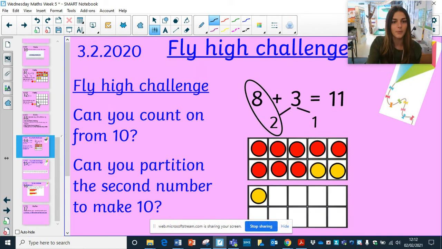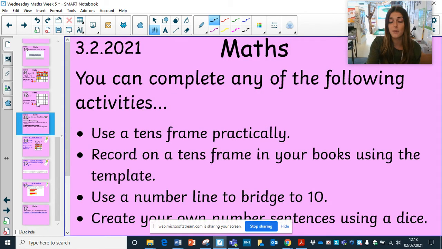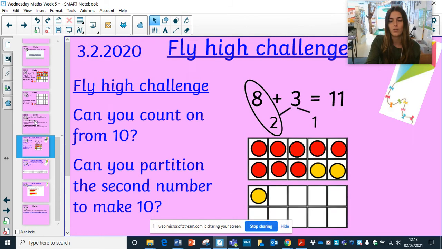Okay, so your fly high is about using a number line to bridge and to create your own number sentences. So your fly high challenge here, can you count on from 10? So like I said, it's about holding that big number in your head, which should be your 10 every time, and then counting on from 10, because we are adding by making 10. And then it's thinking about how you can partition that second number. Okay, so I've got a little image here that I've snipped in for you.